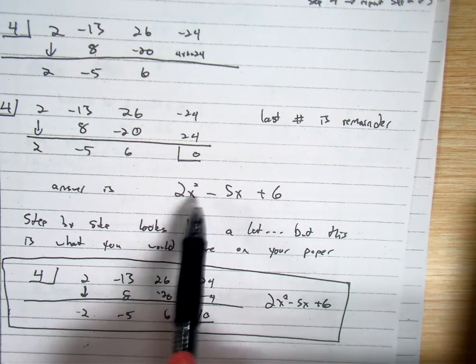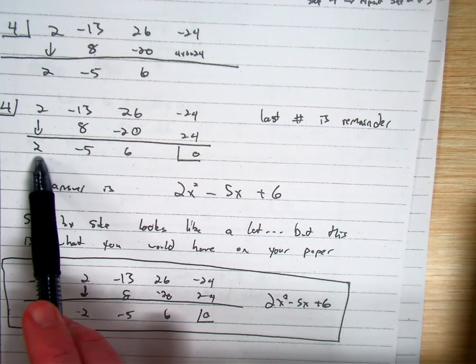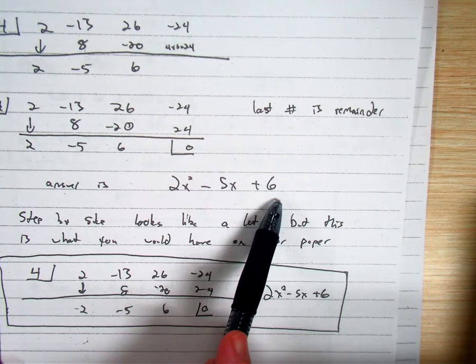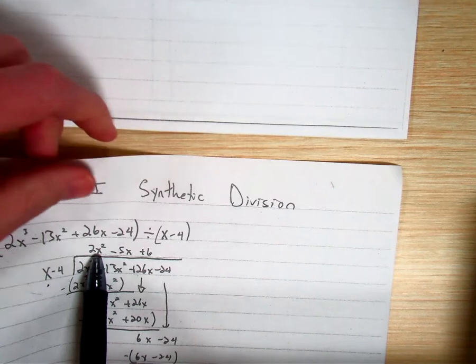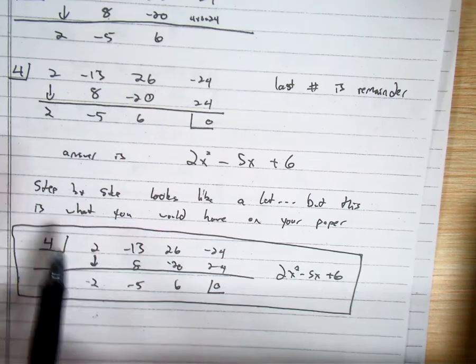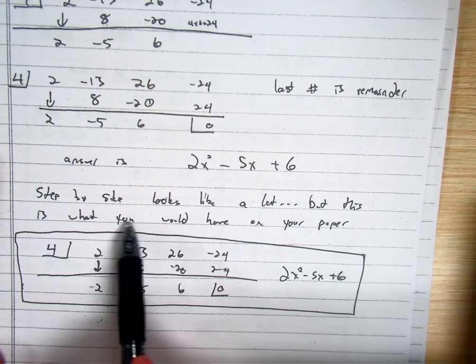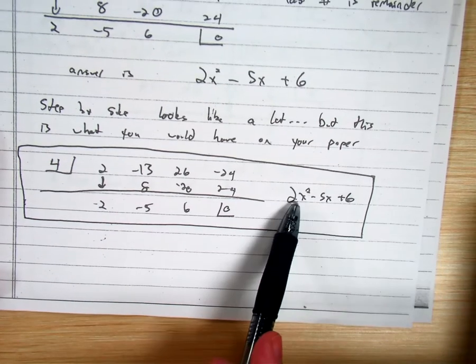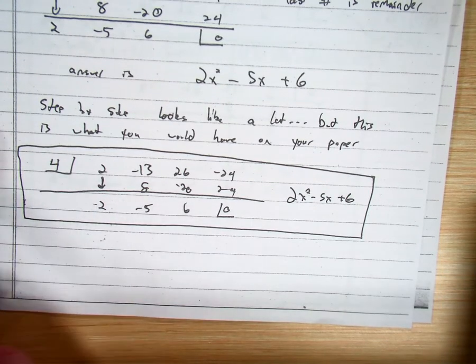Okay, so this is going to represent my x squareds, x's, 6's, regular numbers. Okay, same answer we had up here. 2x squared minus 5x plus 6, same answer we had up there. Alright, and it looks like, step by step, this looks like a lot of work, but this is what you should have on your paper. You have all this. Okay, I said 2 lines before, it ends up being 3.